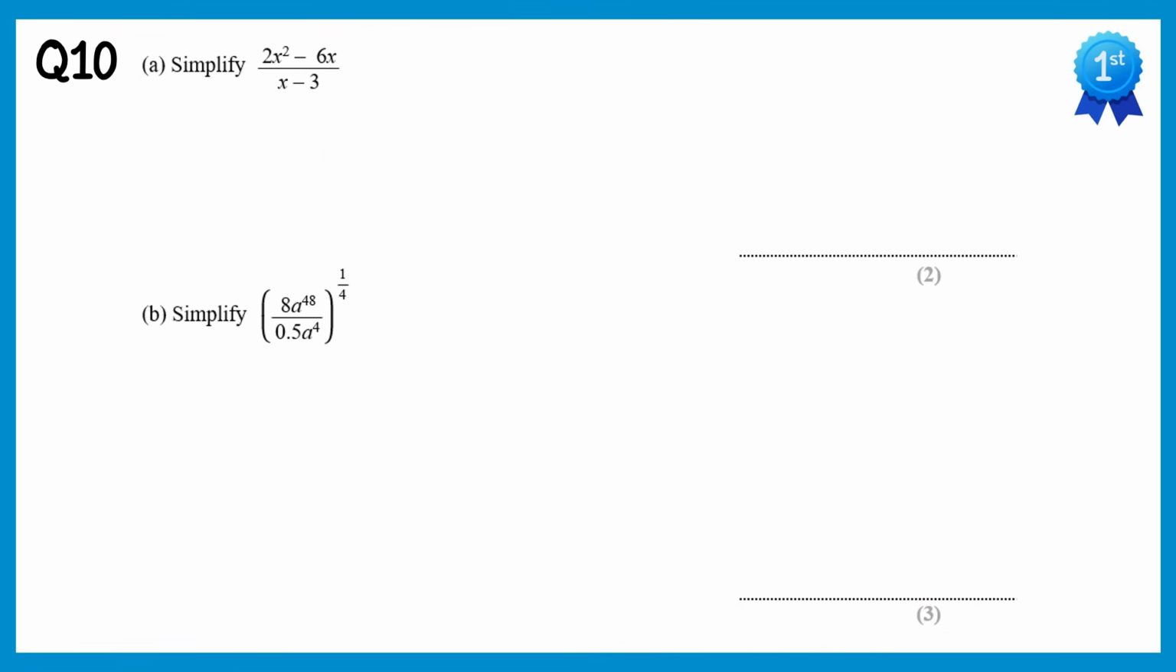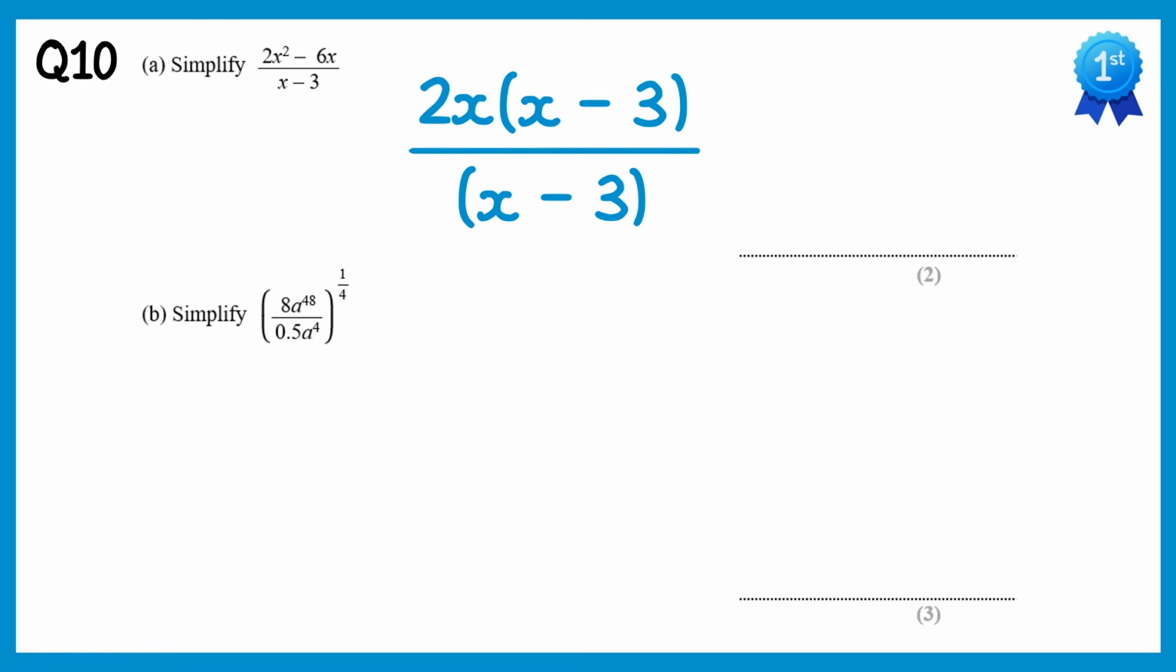For the first part of this question, we're going to need to factorise the top of the fraction. To do this, we can factorise out 2x since it's a common factor of both terms, and then we need a bracket. Now inside that bracket, the first term will be x, since 2x times x is 2x squared. And then we need to work out what we multiply 2x by to get negative 6x, and that's negative 3. Then we've got over x minus 3 on the bottom. You can see we've got x minus 3 on the top and the bottom here, so we can cancel that factor, and you're just left with 2x, which is the answer to the question.